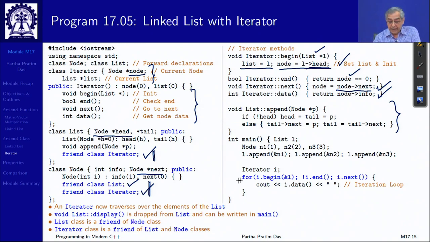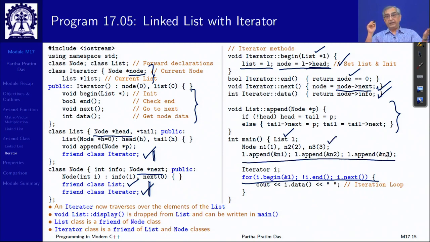And with that, I can write this whole iteration process in a very compact manner. This is a list, I have created some arbitrary nodes, I have appended them to this list, which I did in the previous example also, and then I do a begin, that is initialization, which sets everything here. Then I check if the end has been reached, if not, I will continue. What will I do in the continuation? I will print the data, the information of that node, and then I will go to the next node.